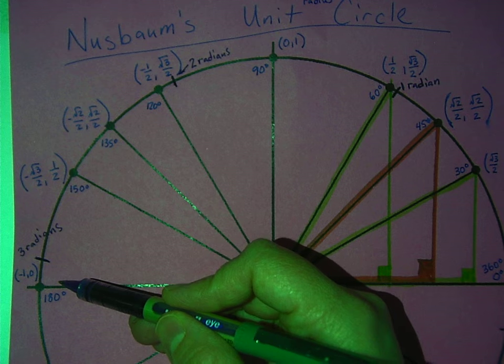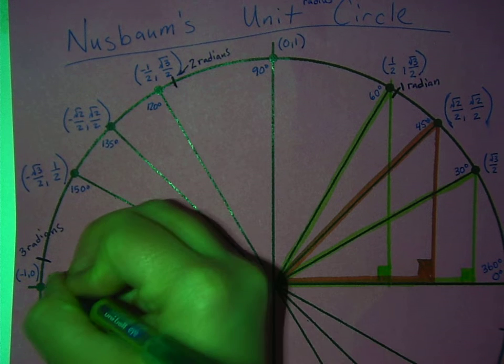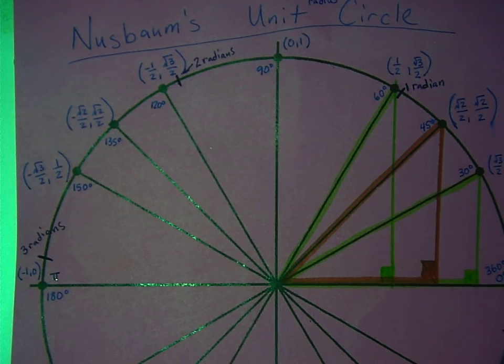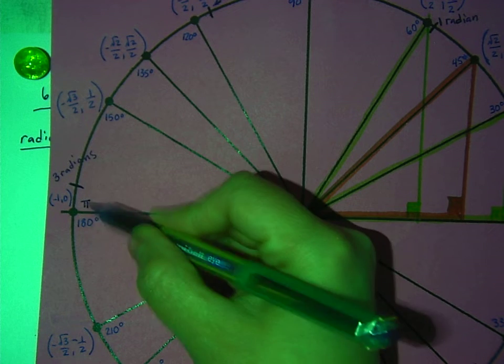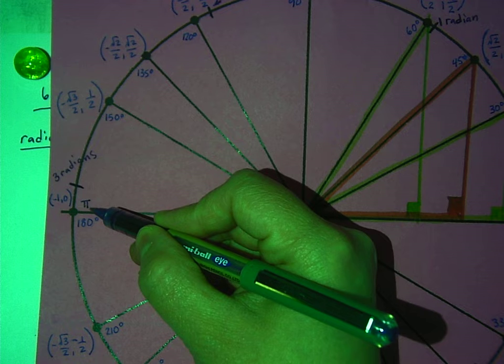The radians. So 180 is pi radians. On the other side of that 180, right on the other side of the line, I'm writing pi.